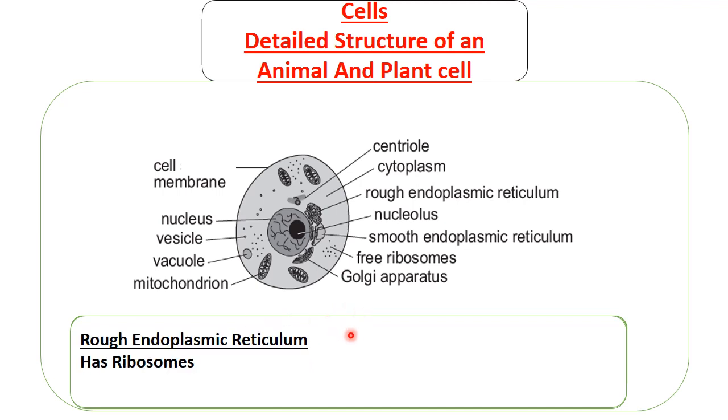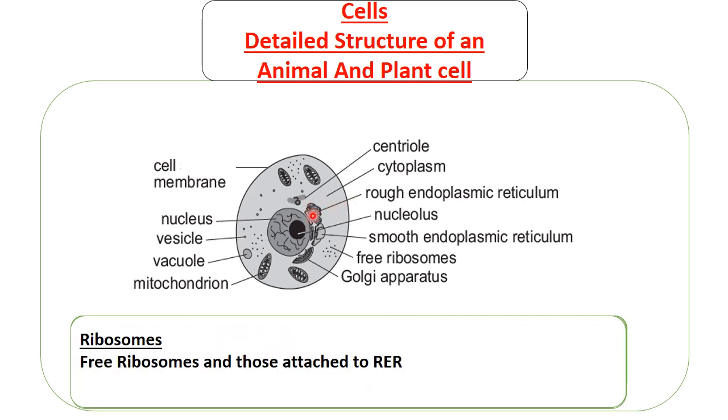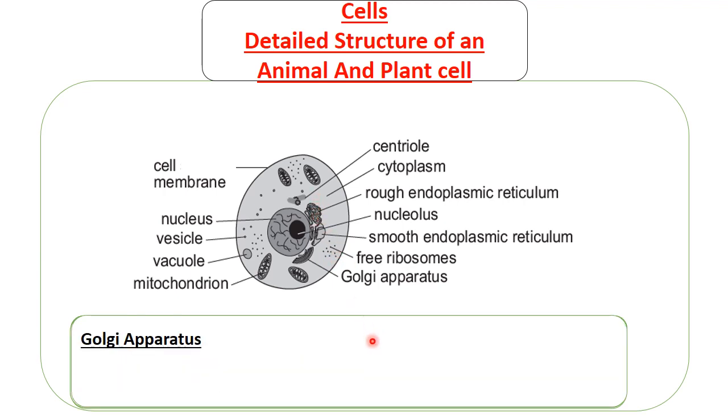The other one is the rough endoplasmic reticulum. This rough endoplasmic reticulum has got ribosomes. And ribosomes, actually what they do is they manufacture proteins. And since they are here, this is where proteins are manufactured. And like I said, ribosomes are in two types. There are free ribosomes and those which are attached to the RER. The free ribosomes are these here, and the ones that are attached to the endoplasmic reticulum are here. And of course, the function is the same, which is to manufacture proteins.